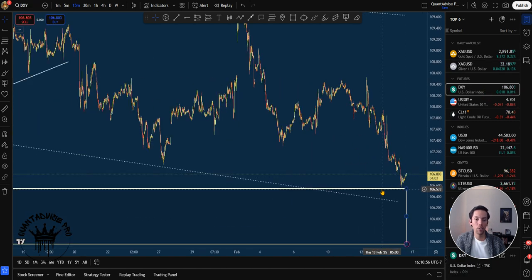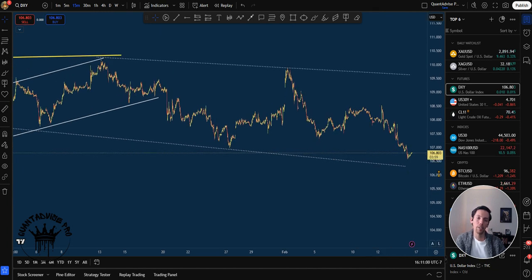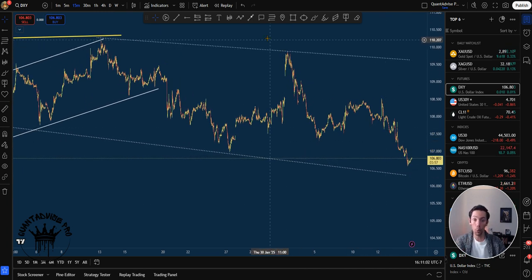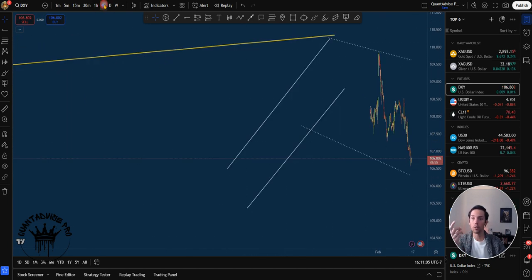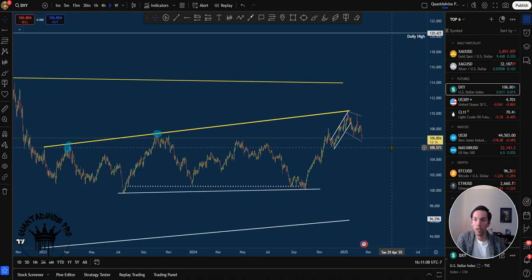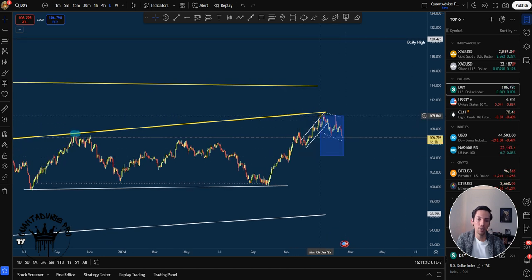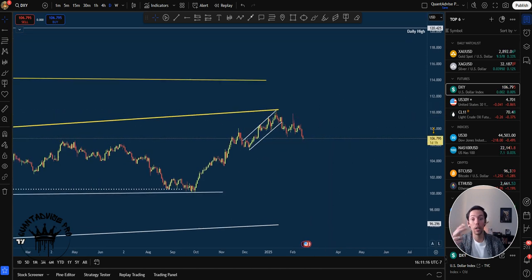So we've been monitoring the dollar, especially if you're trading instruments that are correlated with the dollar. You always want to keep an eye on it. So this is our daily time frame. Now on the daily, I talked about this last week, and it looks like it's about to play out true.